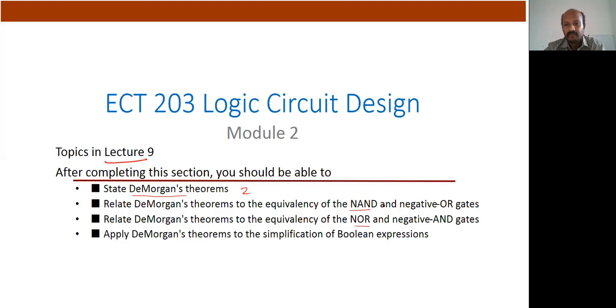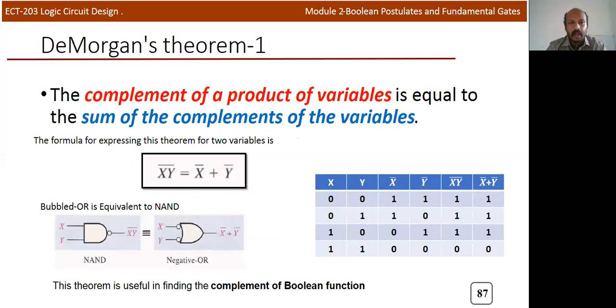There's a relationship between NAND and negative NOR and negative AND. Again we will repeat that, and how we can apply De Morgan's theorem to simplification of Boolean expressions, mainly when you calculate the complement of a function. We can use De Morgan's theorem, and this is the first theorem.